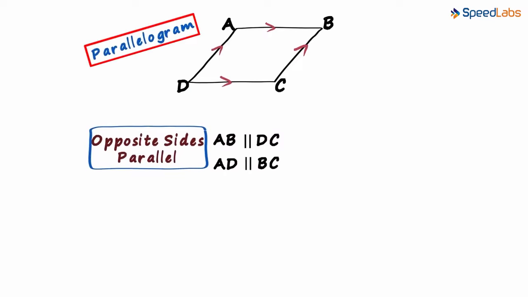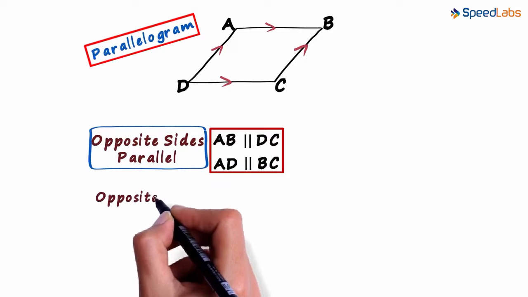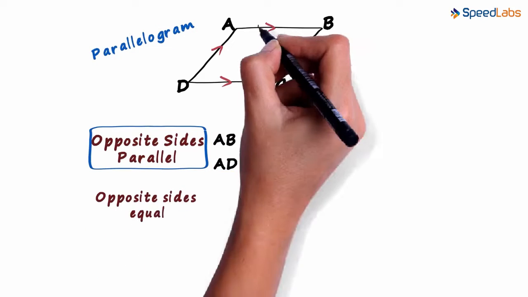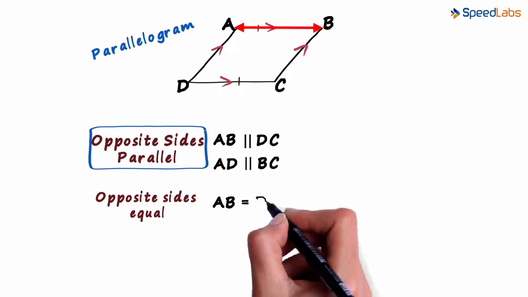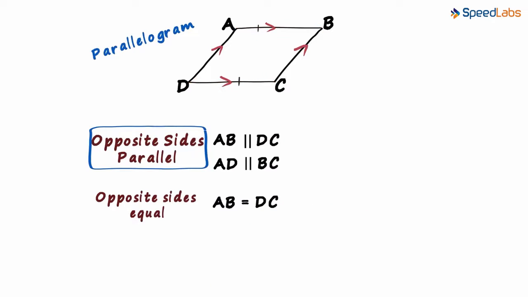In a parallelogram, the opposite sides are also equal. This side will be equal to this side. We can say that AB is equal to DC. This side will be equal to this side. AD is equal to BC.